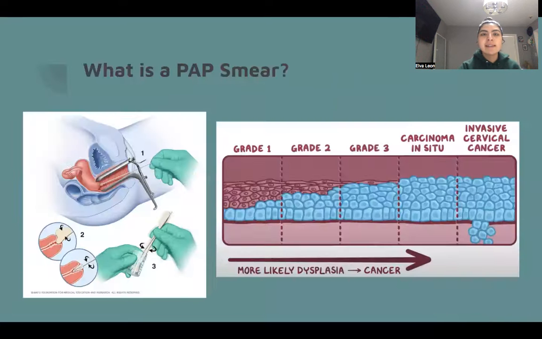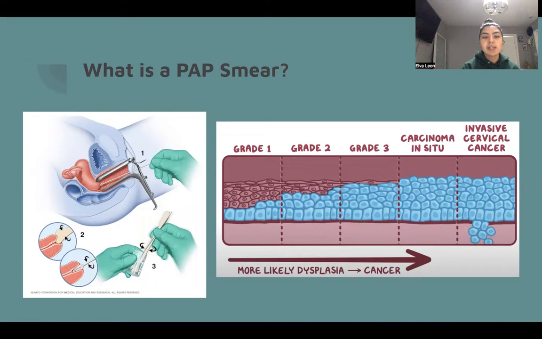So let's begin. What is a PAP smear? A PAP smear is an examination done on women. It examines the cervix, also referred to as the vagina. More specifically, a doctor collects cells and mucus from the lower parts of the uterus, which sits on top of the cervix, as seen on the left side of the picture.